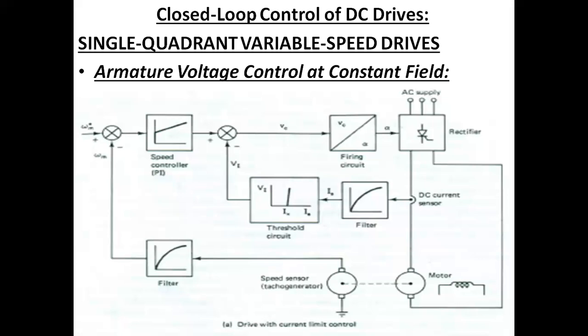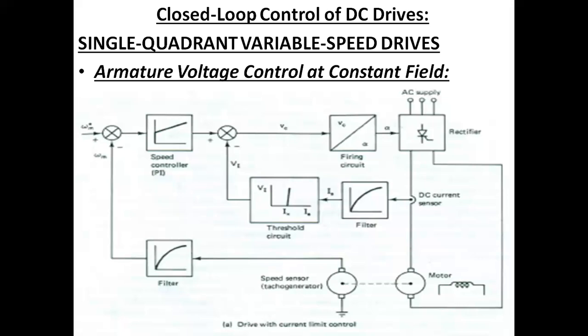Actually, the ratings of these drives range from fractional kilowatts to 10,000 kilowatts and more. And closed loop rectifier drives are more widely used than the chopper drives. So in view of this, I am explaining all these closed loop DC drives, and only the main examples which are used in the chopper drives I will explain.